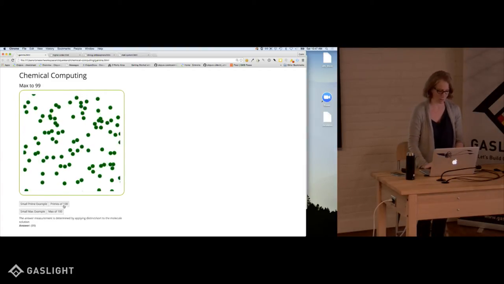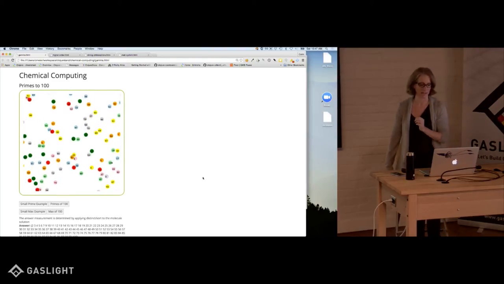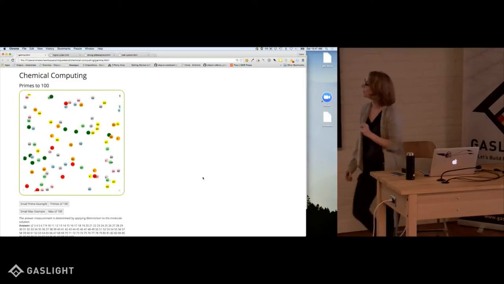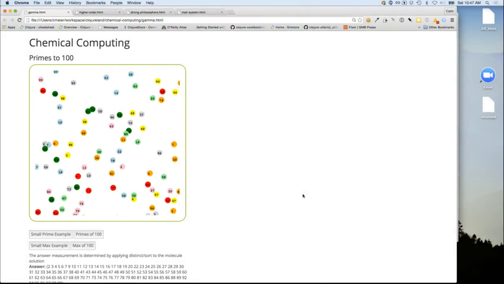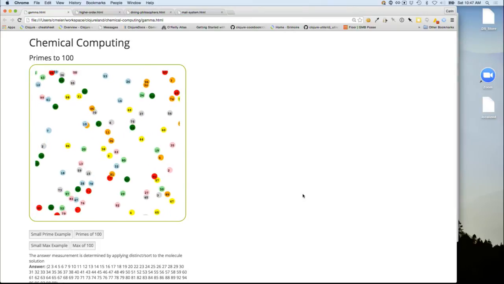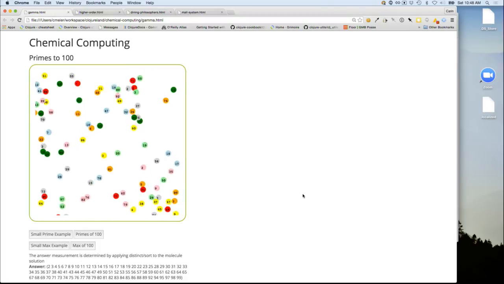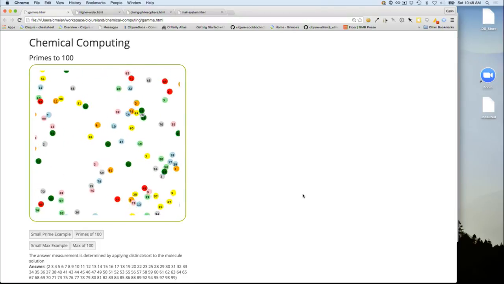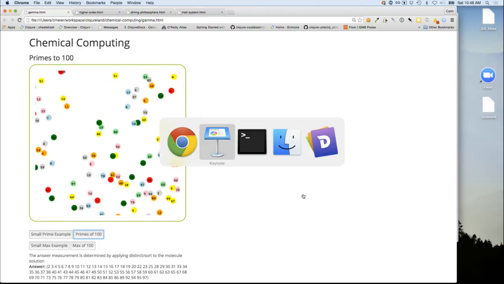And we can also do primes. So we can calculate primes this way too. It takes a little bit longer than the max, so I probably won't let it go, but you can see it moving along with the answer there as it's converging. So cool stuff. All the little molecules running around. Okay, let's get back to here.